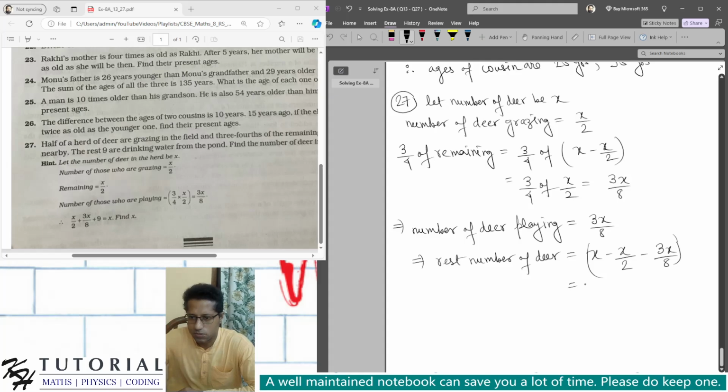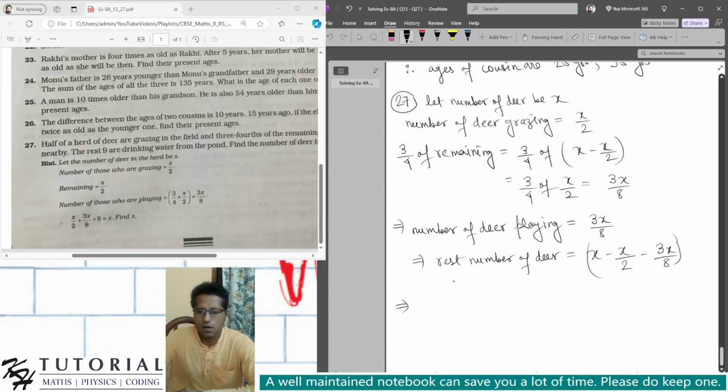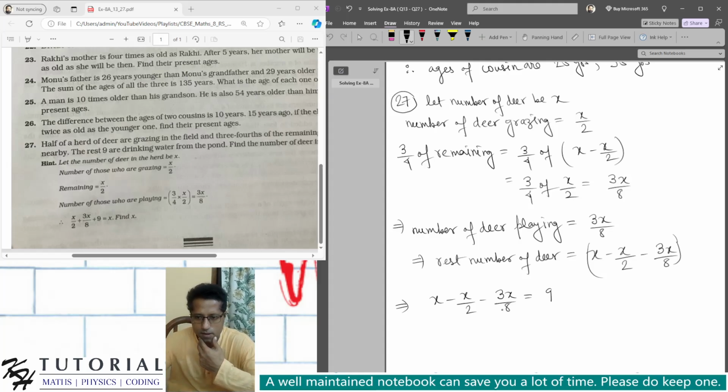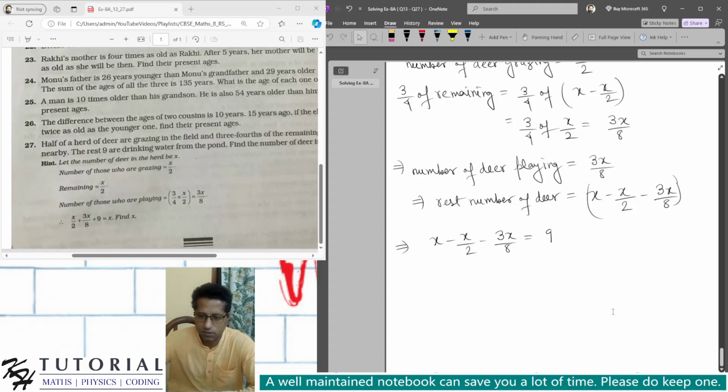If you simplify, this is the rest number of deer, and it is given that the rest 9 are drinking water. So we can say x minus x by 2 minus 3x by 8 is equal to 9. This is the equation that we have got. We have to solve this, and we see that on the LHS there are rational terms like x by 2 and 3x by 8.